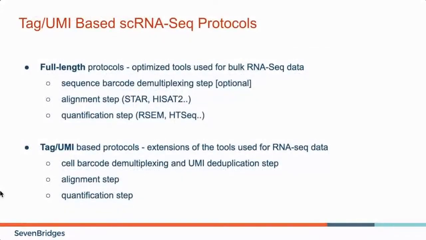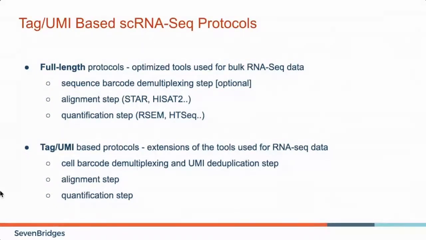So tools for processing full-length single-cell protocols are pretty much the same ones used for processing bulk RNA-seq, but optimized for single-cell data. Data produced with full-length protocols may come already demultiplexed, where each pair of FASTQ files carries raw sequencing reads of a single cell. If that is not the case, demultiplexing is a required step in the analysis.